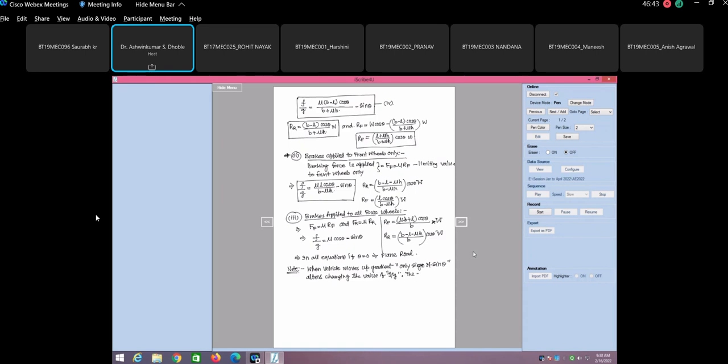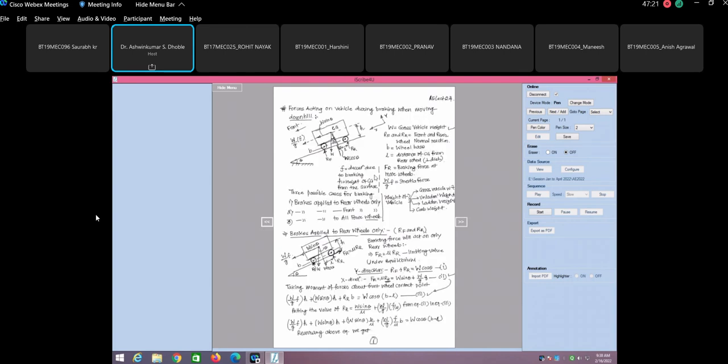The expressions for RR and RF remain unaffected. Okay, so this is basically the total story as to how to find out the reactions at the wheel when you apply the brakes at the front, when you apply the brakes at the rear, when you apply the brakes at all the 4 wheels. So based on this force analysis, you can derive the reaction.